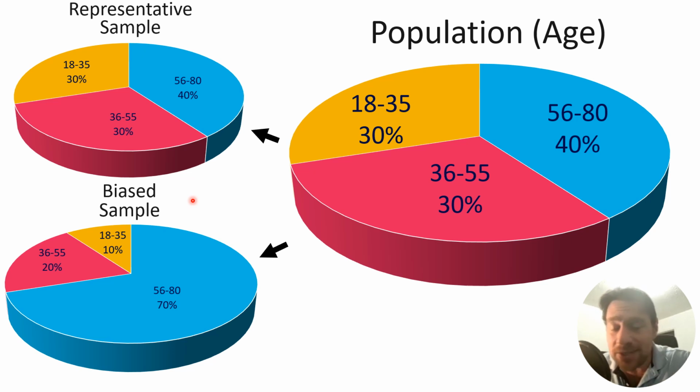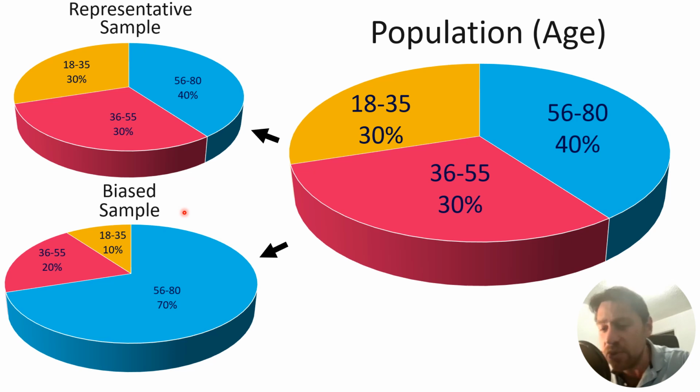Now, is this a problem? Well, it depends. If age is completely irrelevant to voting behavior, if age is not a predictor of voting behavior or political affiliation, then maybe this is not that big a problem. But if age is related to voting behavior, then this could be a huge issue. And we know that age is indeed related to voting behavior and political affiliation.